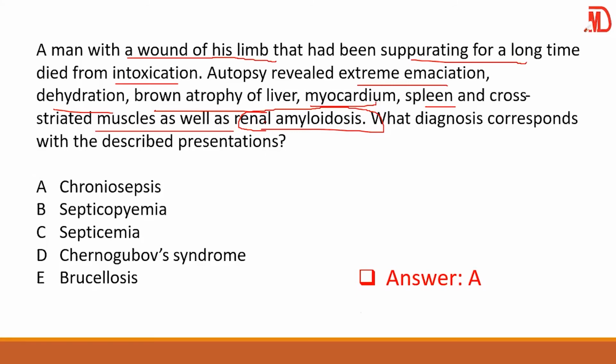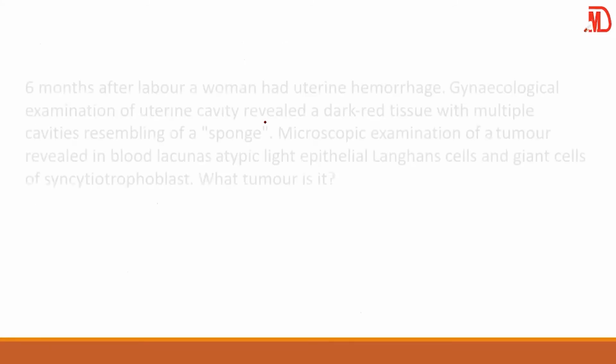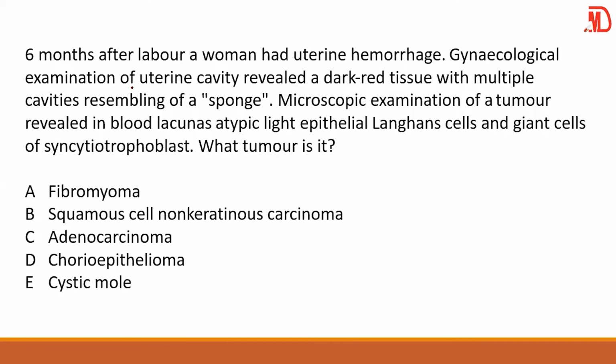Okay. I think I'm confusing it with this question. You will see it here. We are having a case six months after labor, where a woman had uterine hemorrhage. When we say uterine hemorrhage, bleeding from the uterus. Gynecological examination of the uterine cavity revealed dark red tissue with multiple cavities resembling a sponge. Microscopic examination of the tumor revealed blood lacunae. Now, when we say atypical, what comes to mind? Yes, you are thinking of a tumor.